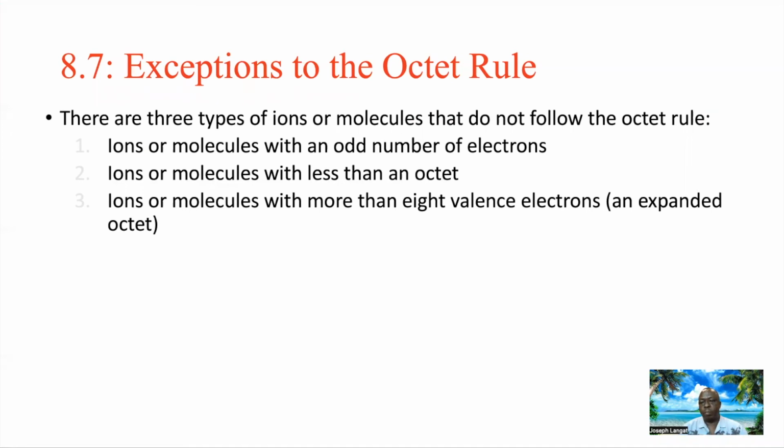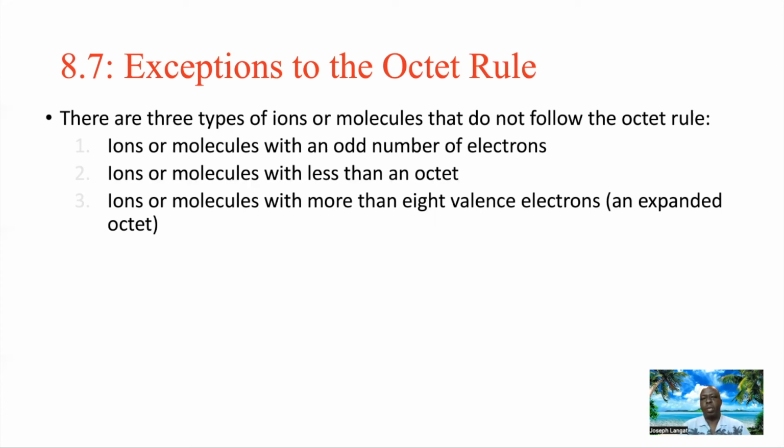So in some cases, you may be given a chemical formula for a compound, but when you try to satisfy the rule, no matter what, you still end up with less than the octet. That means each atom does not end up with 8, and we'll see that in a moment. Now, another exception is when a molecule has less than an octet, that means we don't have enough electrons. And lastly, an ion or molecule with more than 8 valence electrons, expanded octet.